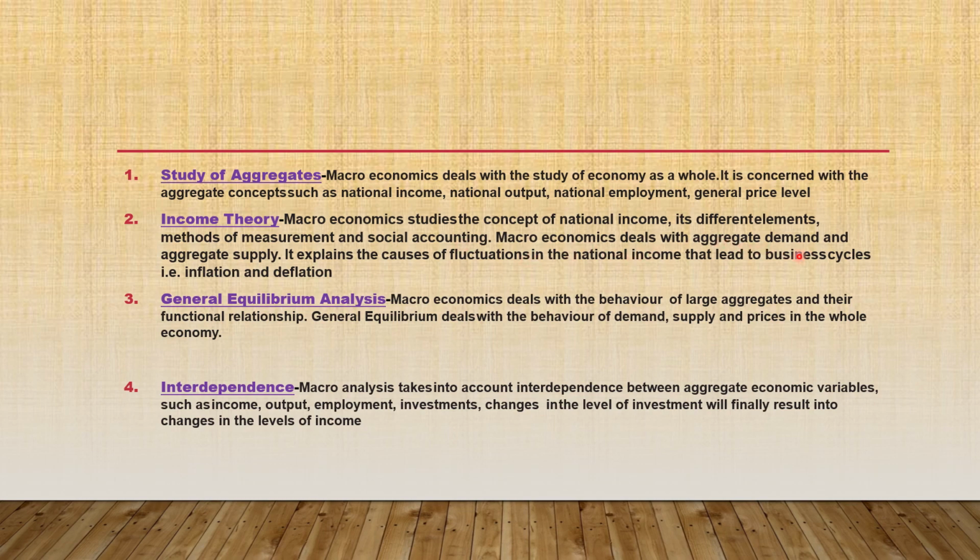Macroeconomics deals with aggregate demand and aggregate supply, total demand and total supply. It explains the causes of fluctuation in the national income that lead to the business cycle, that means inflation and deflation. If aggregate demand falls or supply falls, that will affect the business cycle. If the demand is more, there will be more inflation. If the demand is less, there will be deflation.